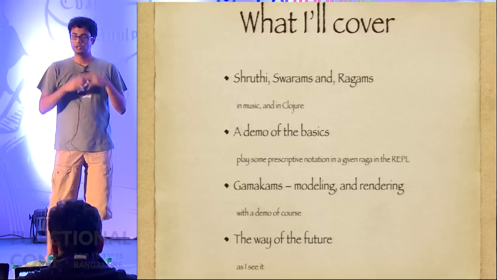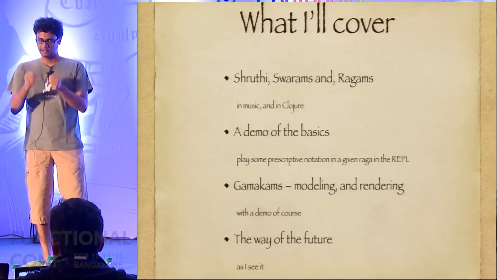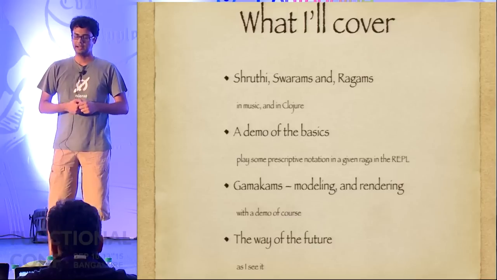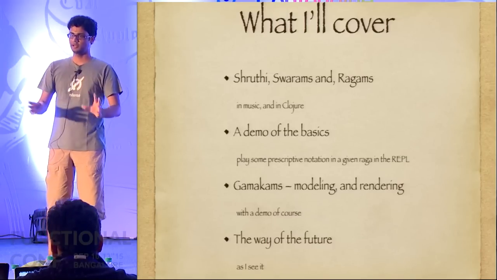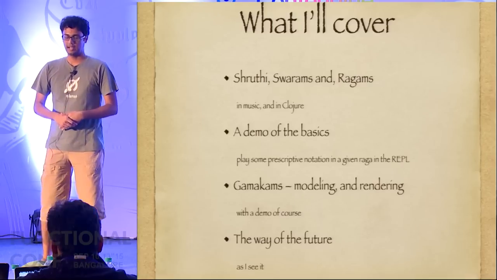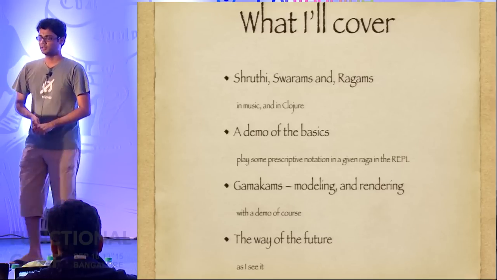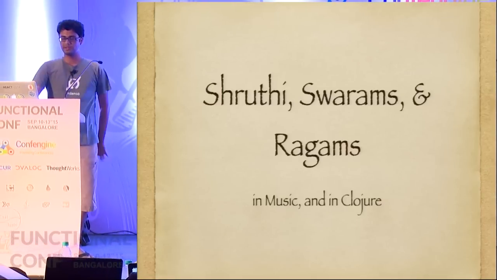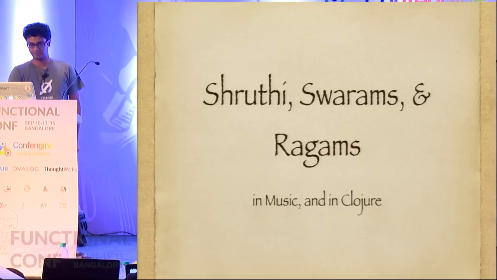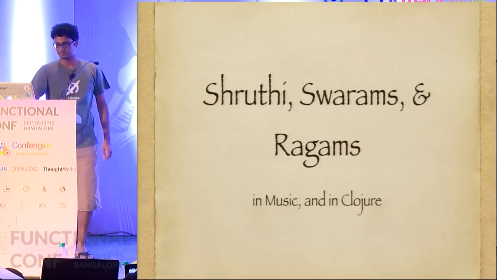And I'll go into Gamakams, because like I said before, they're critical to the synthesis. And I'll tell you what the existing models of these Gamakams are and what I've done. And I'll also put forward a path for what I see the evolution of this thing could be. So let's go ahead and jump into the first thing, which is Shruti, Swarams, and Ragams.